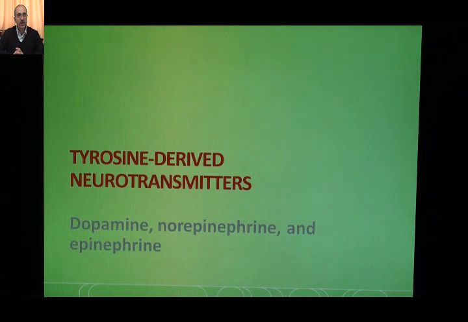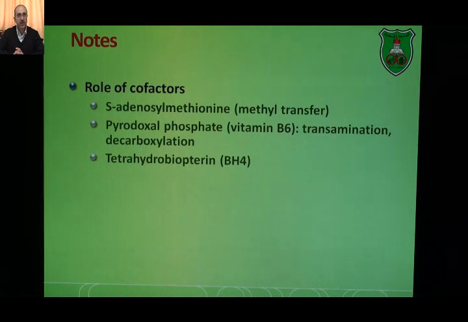Now, let's talk about specific types of small molecule neurotransmitters and how they're synthesized, because that's what's important. You would notice that there are different mechanisms of synthesizing these neurotransmitters. We'll start with the tyrosine-derived neurotransmitters, and there are three of them. We have dopamine, norepinephrine, and epinephrine, and they are synthesized sequentially. I want you to pay attention to the role of cofactors in the synthesis of these neurotransmitters. Specifically, we'll be talking about S-adenosylmethionine, which is important for methyl transfer. We'll be talking about pyridoxal phosphate, which is derived from vitamin B6, if you remember from basic biochemistry, year 1. And this cofactor is important for transamination and decarboxylation reactions. And there is the important role of a cofactor known as tetrahydrobiopterin in the synthesis of these neurotransmitters.